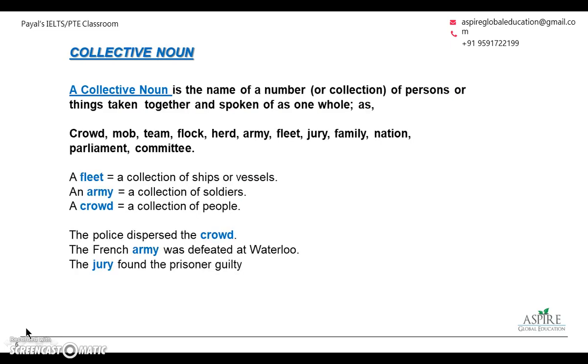Now, what is a collective noun? As the name suggests, it means a collection of things or persons. So when you have a group of 10 people, you need not talk about every person separately. You need to talk about them as a group. For example, crowd, mob, team, flock, herd, army. You have some examples here: fleet of ships, army of soldiers, crowd of people.